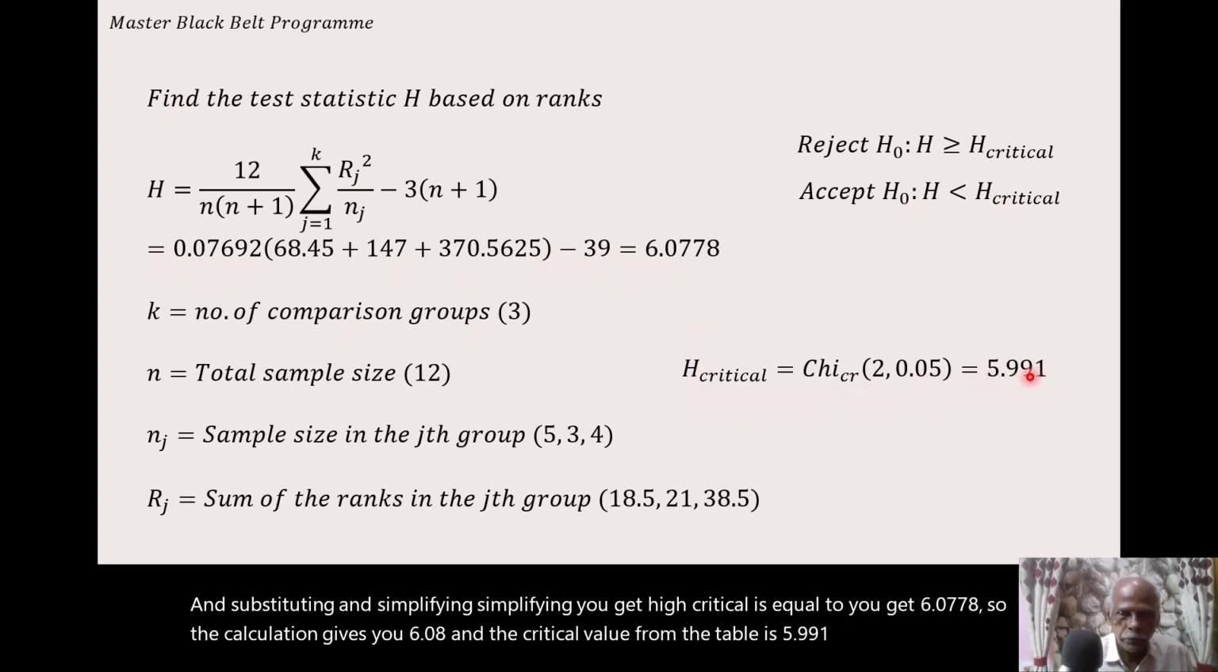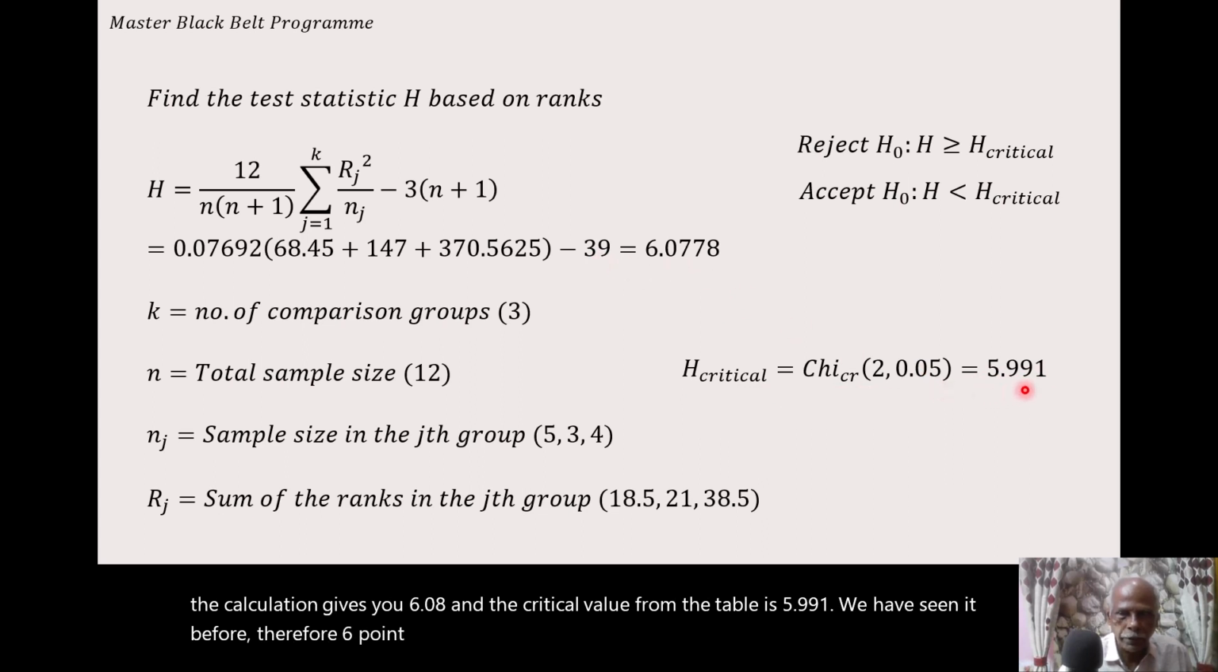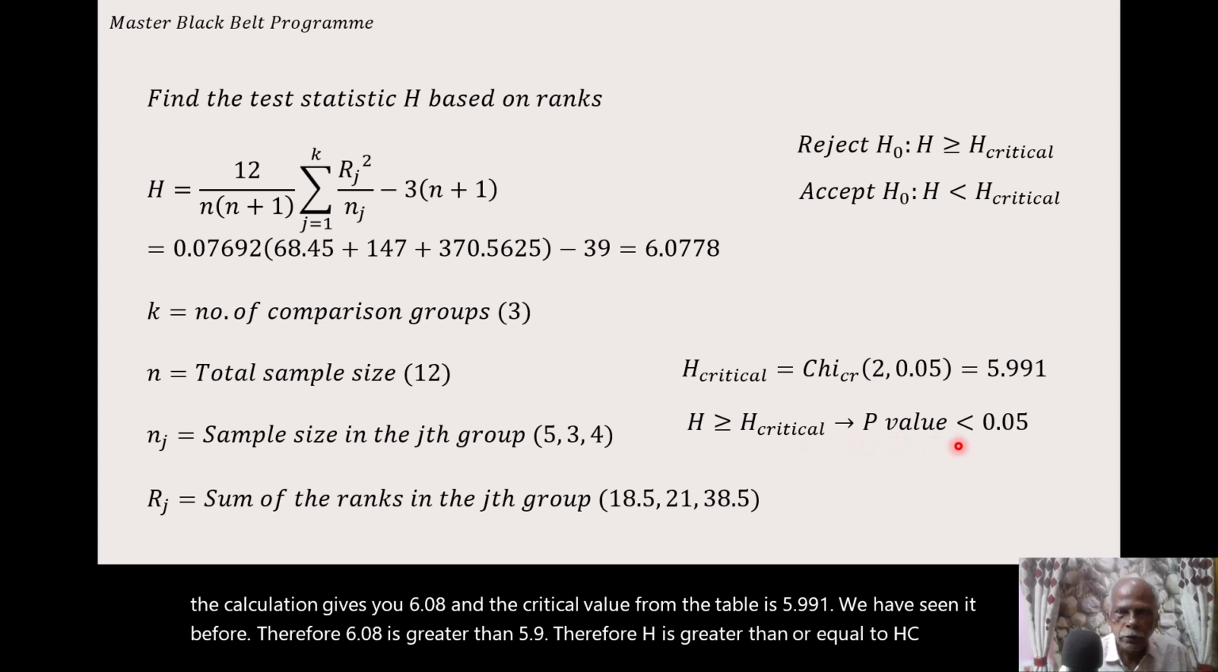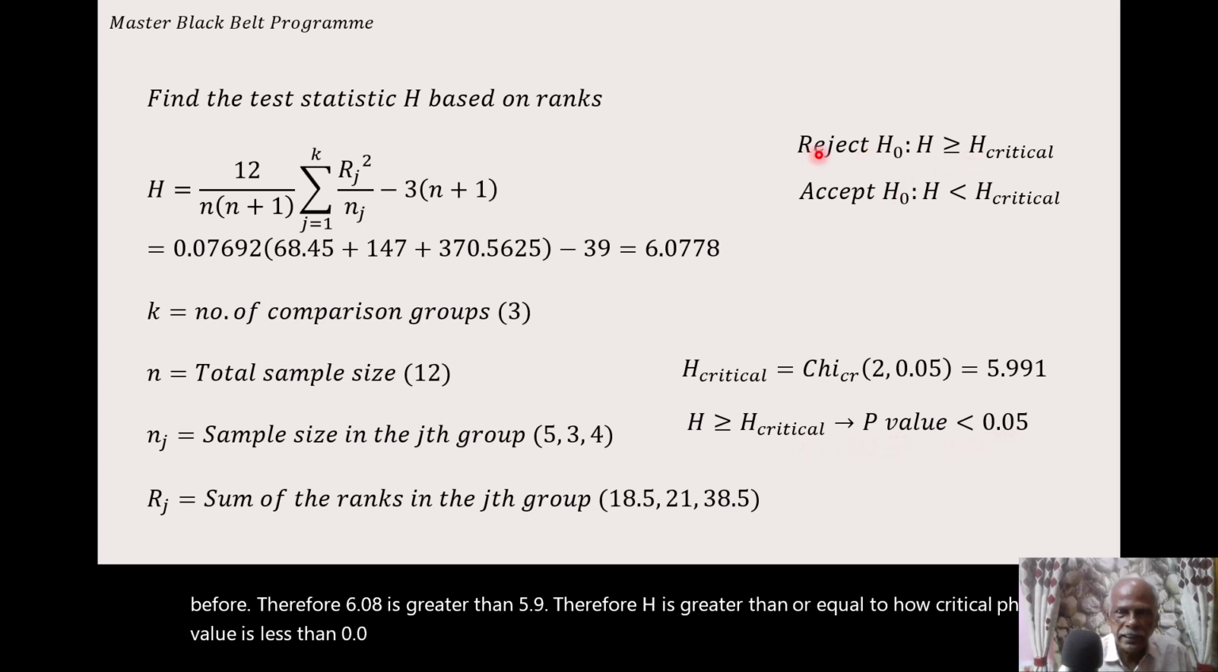We have seen it before. Therefore, 6.08 is greater than 5.99. Therefore, H is greater than or equal to H critical. The P value is less than 0.05. Therefore, the decision is reject the null.